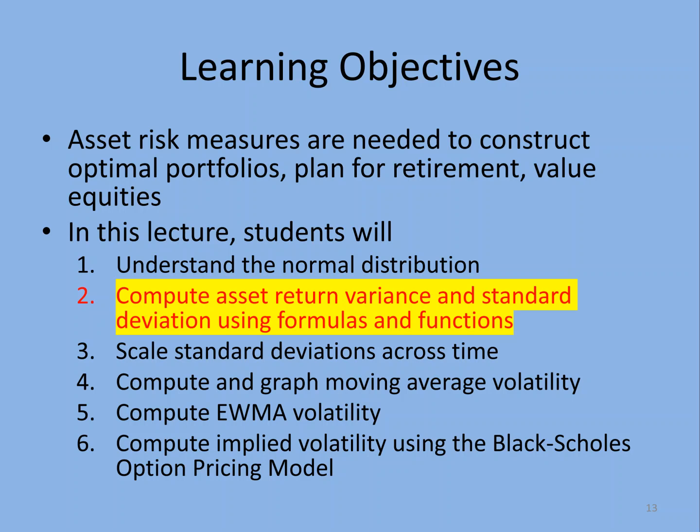So in this topic, we've tried to understand what normal distributions mean. Normal distribution is an assumption that the distribution of a particular observation will have a central tendency with a symmetric bell-shaped curve around it. Next topic, we'll talk about computing return variance and standard deviation using formulas and functions.